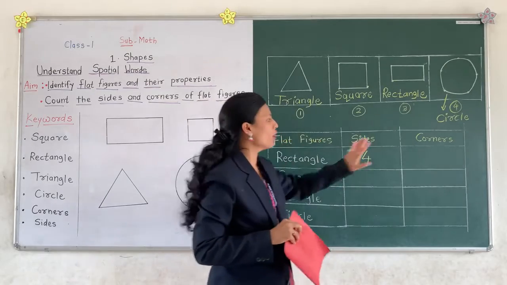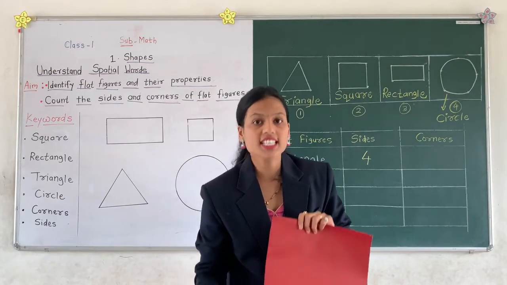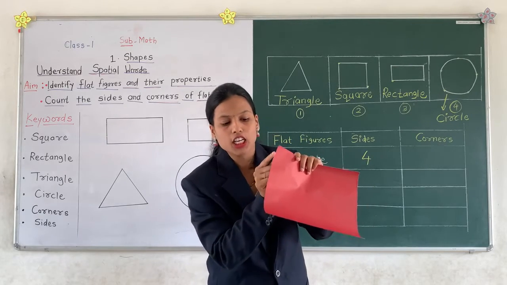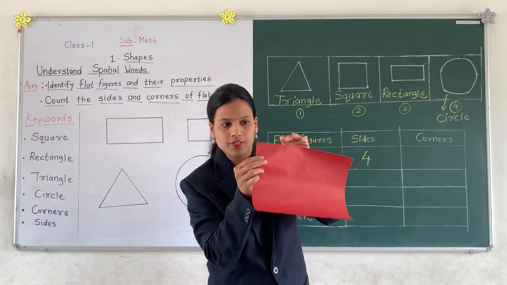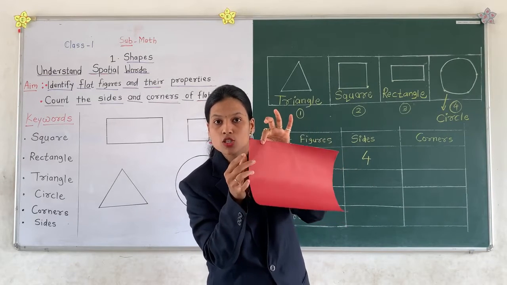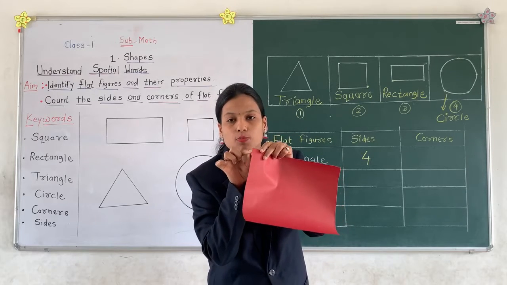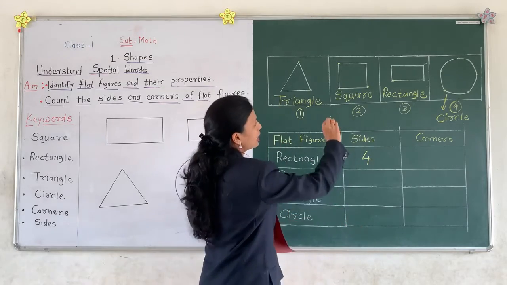Then we will see about corners. What are the corners, students? The corners are nothing but the point where 2 sides meet. Suppose we are taking side number 1 and side number 2. These 2 sides meet at one point. This point is called a corner. We can see it over here also.